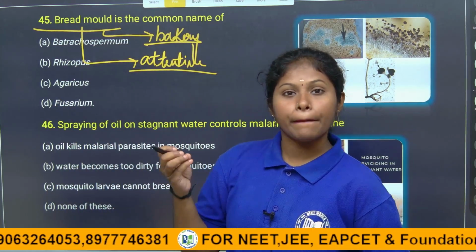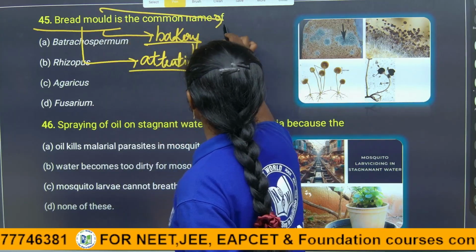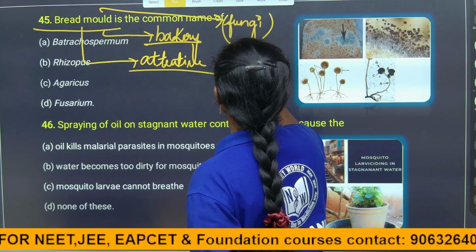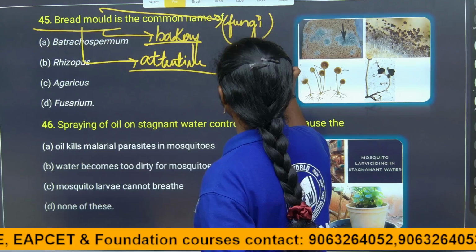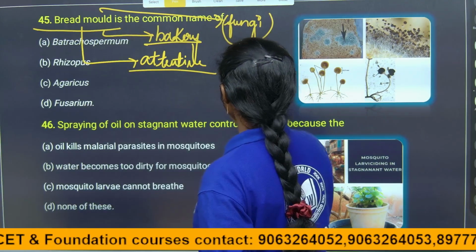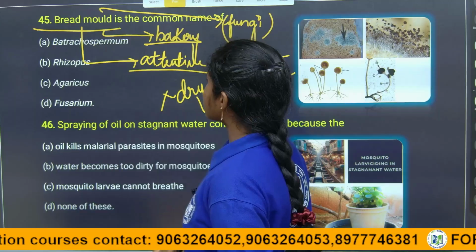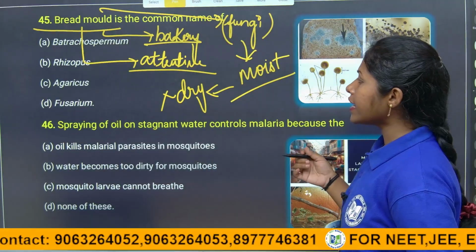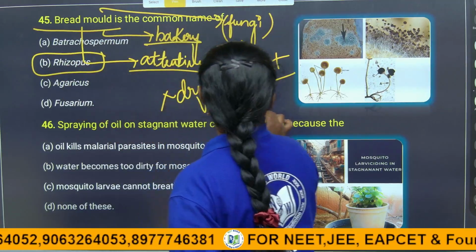in the loaves of bread, we will see the mold, which is nothing but a fungus, right, children? Fungi mostly grow in favorable conditions, in moist, wet places. They do not grow on dry places, right? The common multicellular fungus, the bread mold, is called Rhizopus. What is it, children? It is Rhizopus.